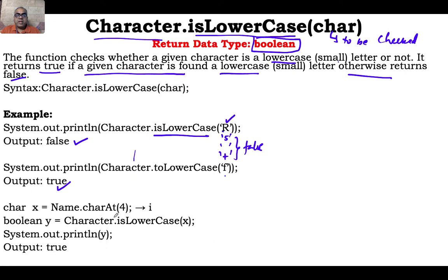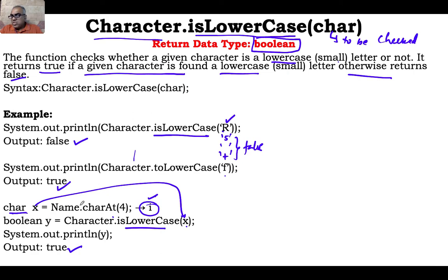Similarly, I can remove a character. So in the name Sachin, index position 4 is I. We removed it and stored it under character. Now the same thing we have applied over here. So I will be applied here. The computer will check if it is lowercase. Yes, it is lowercase. So the return value is true.